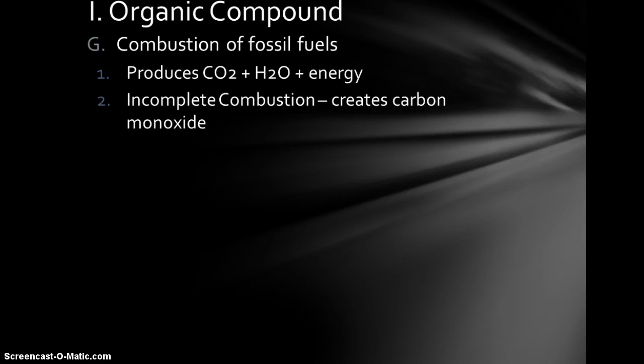furnaces. So if you have a gas furnace, you need to worry about making sure that it doesn't have incomplete combustion, because it can create carbon monoxide, which is why if you have a gas furnace, you need to have a carbon monoxide detector in your home. And it also creates acid rain. And that is it for today's notes.